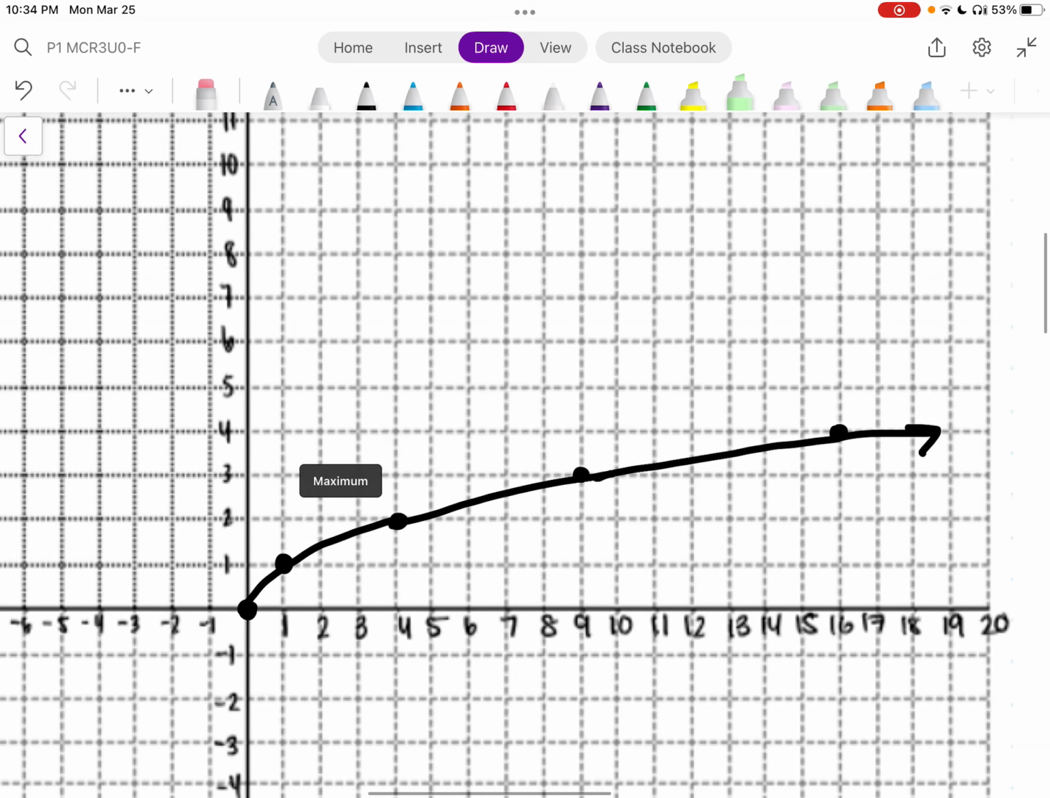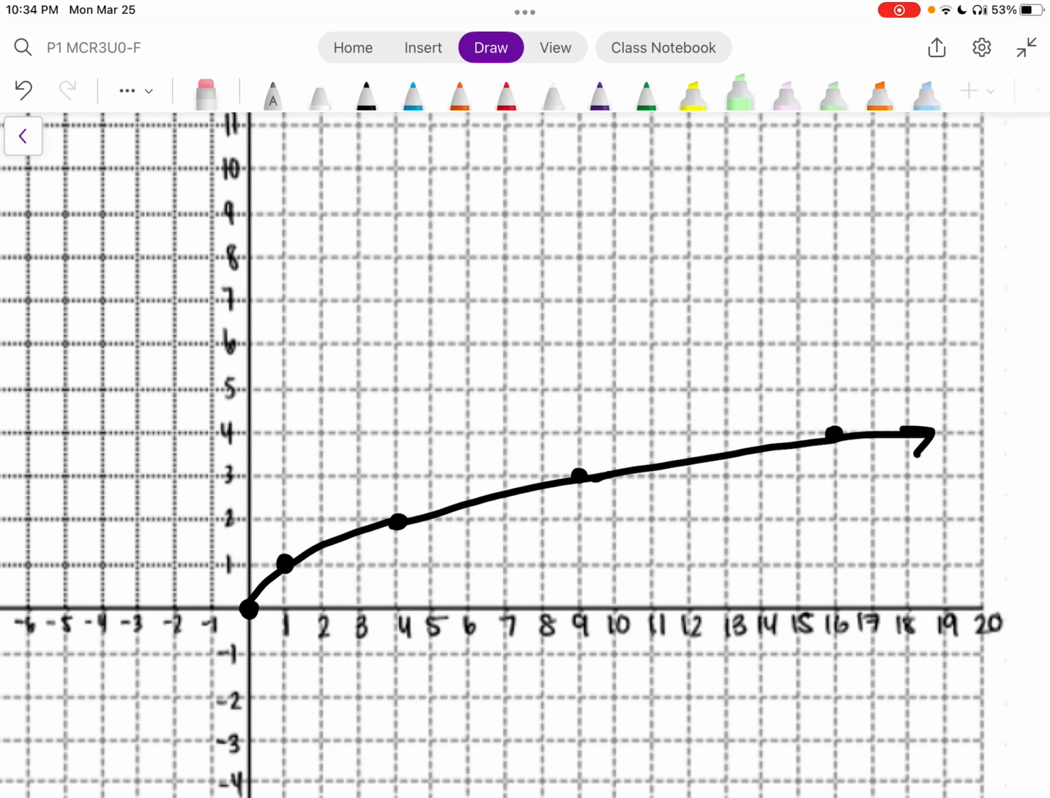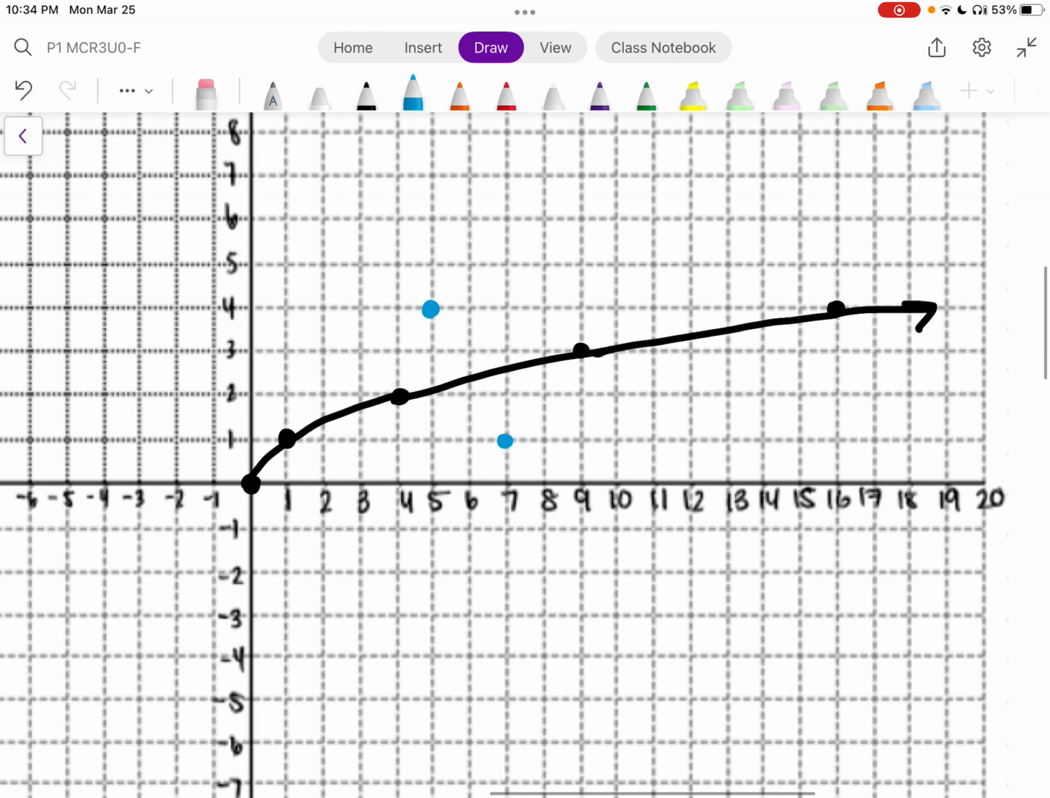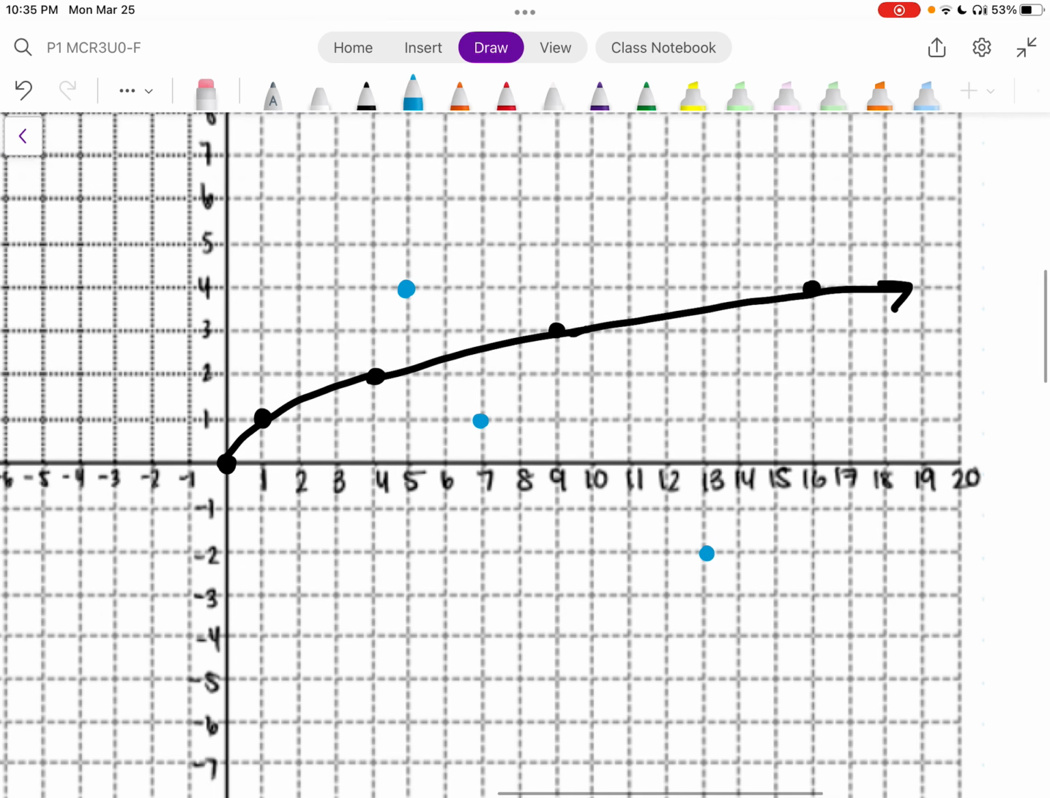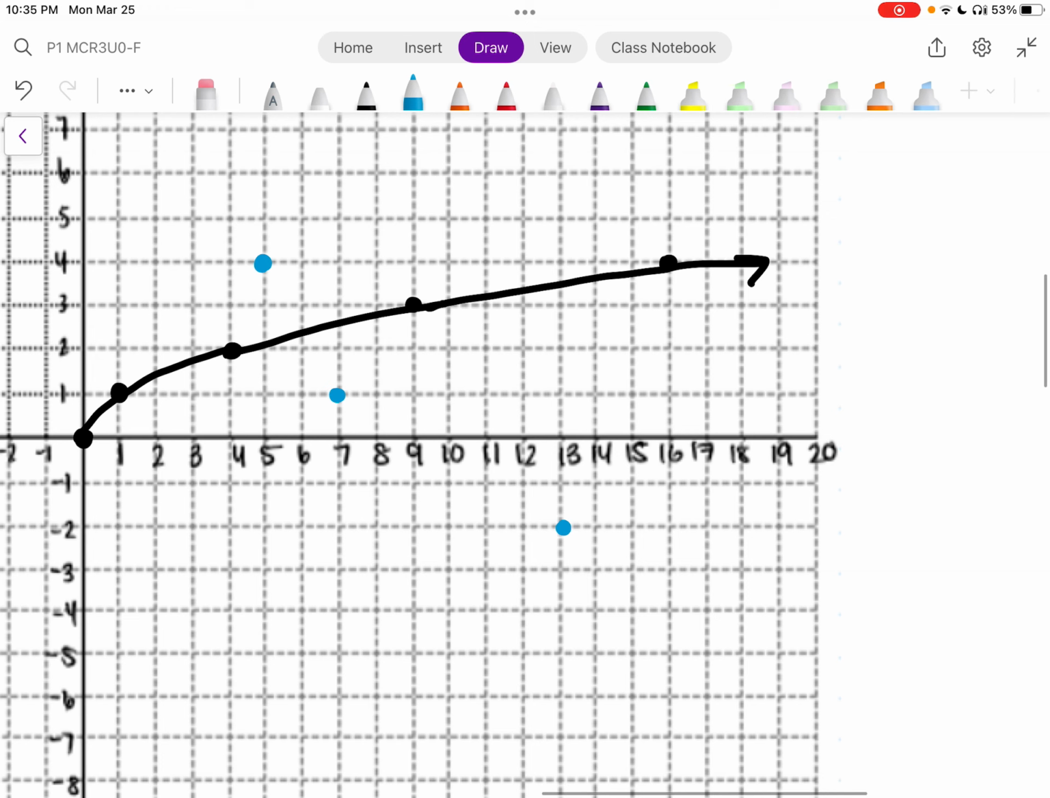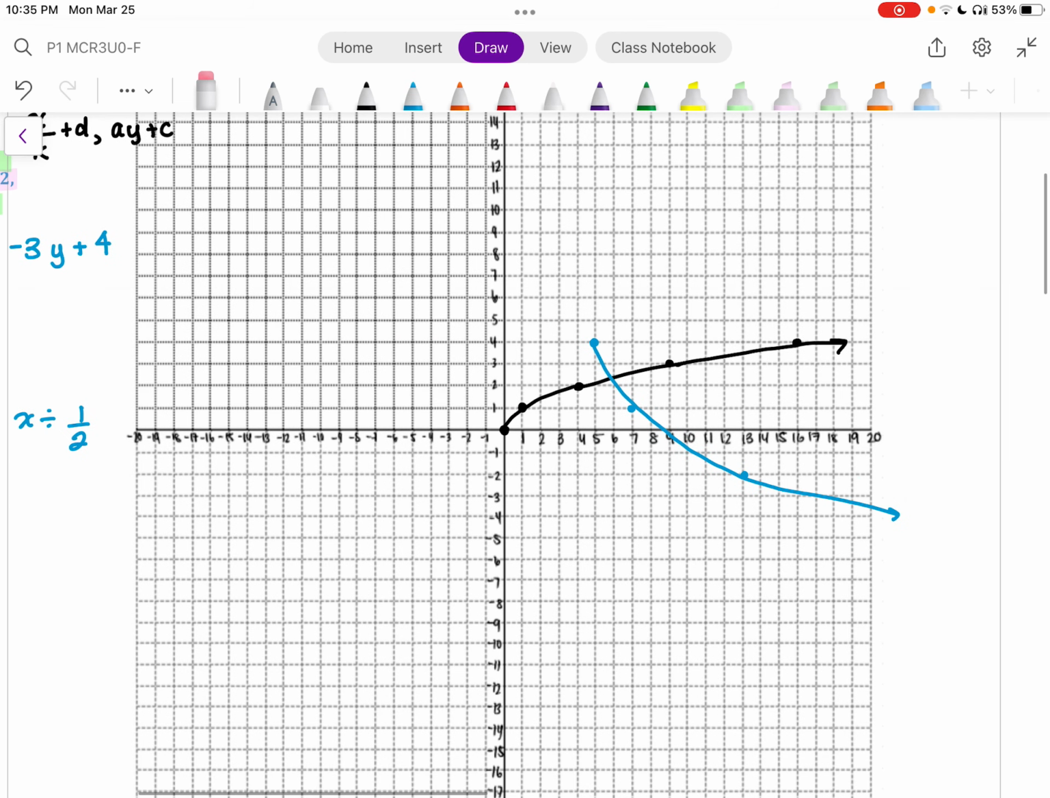Okay, so I have 5 across, up 4. All right, so like this. And then I have 7 and 1. Right, so I'm just taking the points from my new point graph and putting it in. And then I have 13 and -2. And then last but not least, I have 23 and -5, which I'm not going to put in here, but it would be somewhere off this graph over here. And then I'm just going to go ahead and sketch that curve in, right? And that is what my new function is going to look like.